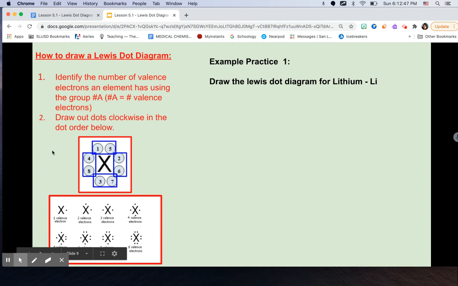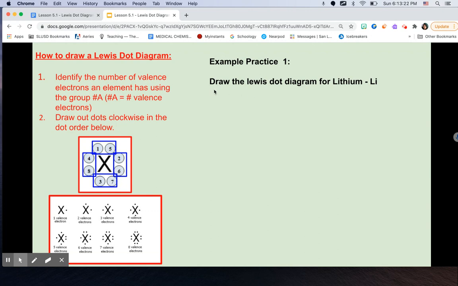Okay, so these are the two steps on how to draw a Lewis dot diagram for each element. Step number 1 is to identify the number of valence electrons an element has using their group number. So recall that whatever number is next to the letter A, that group number is how many valence electrons you need to draw. And secondly, to draw them, the order of the dots goes like this: first dot, second dot, third dot, fourth dot, fifth dot, sixth dot, seventh dot, eighth dot.